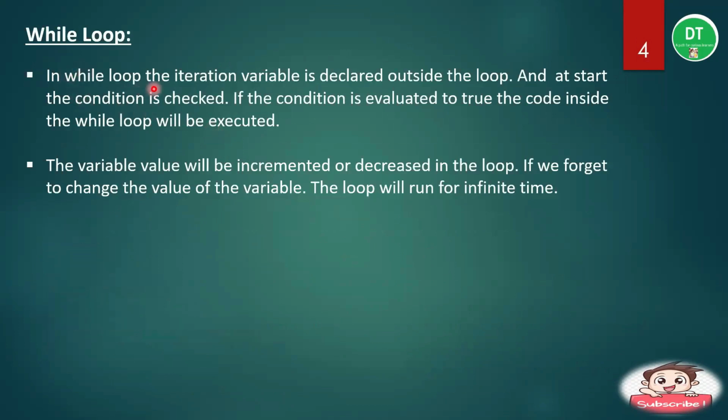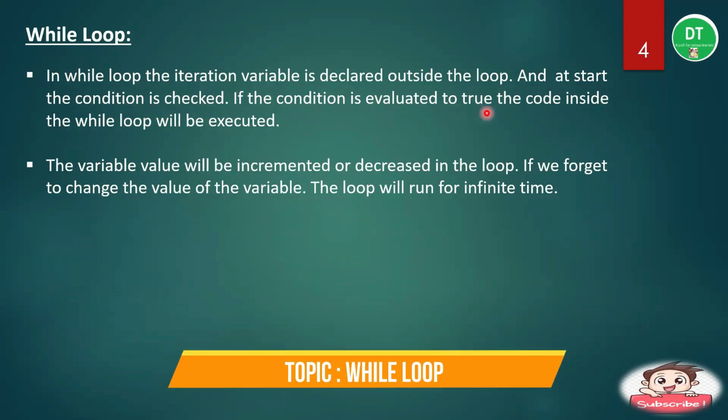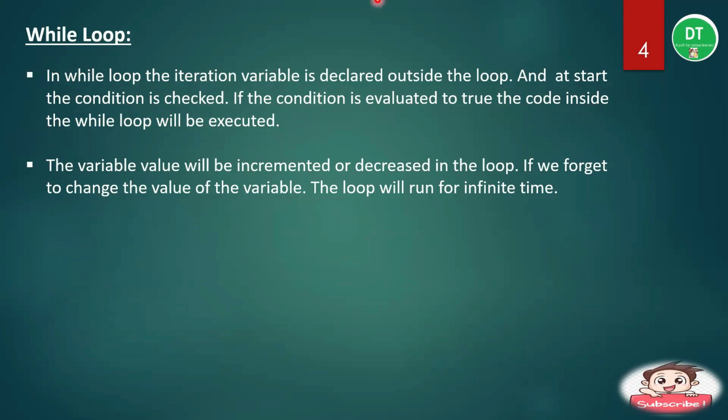While loop. In a while loop, the iteration variable is declared outside the loop. At the start, the condition is checked. If the condition evaluates to true, the code inside the while loop will be executed. The variable value will be incremented or decremented in the loop. If you forget to change the value of the variable, the loop will run infinitely.